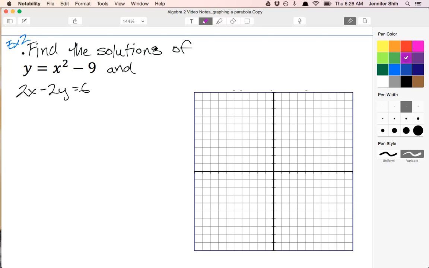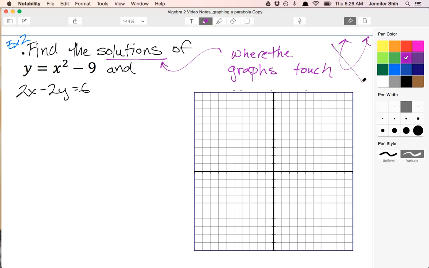So find the solutions. Solutions is where the graphs touch. When this quadratic and this line touch, those are going to be the solutions. And you should probably predict, if you can think in your head some kind of parabola and then some kind of line, there's a few options of how many solutions there are. In this case, there are 2 solutions.